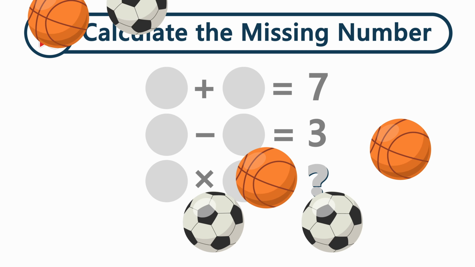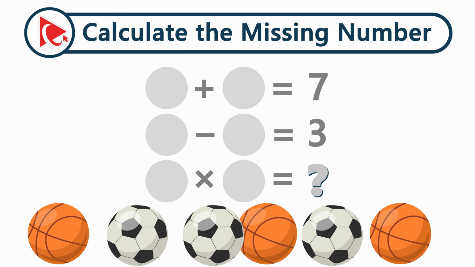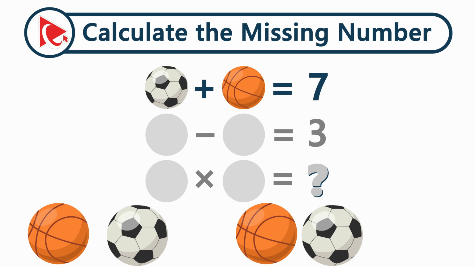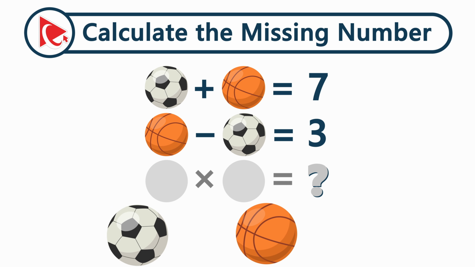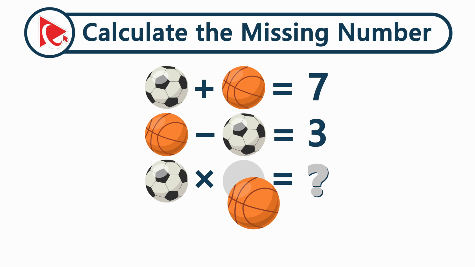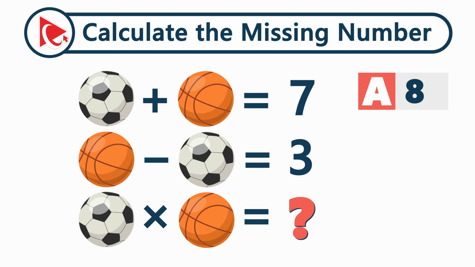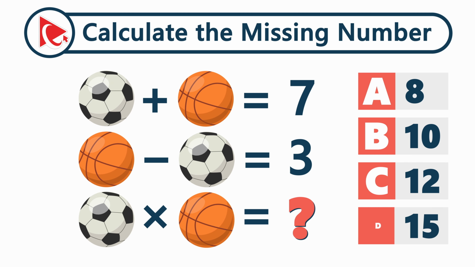In this question, you're presented with an unusual, but very cool looking set of expressions. First expression is soccer ball plus basketball equals 7. Second expression is basketball minus soccer ball equals 3. And then the third expression is soccer ball multiplied by basketball equals the missing number, which you need to calculate and select your answer out of 4 possible choices. Choice A, 8, choice B, 10, choice C, 12, and choice D, 15.